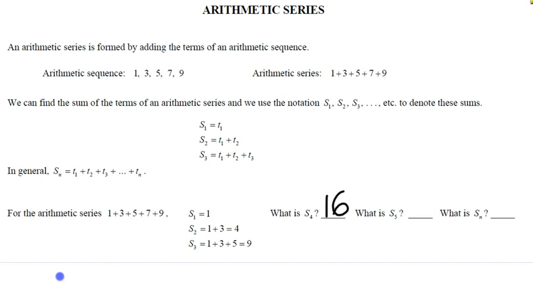Okay, S5, 1 plus 3 plus 5 plus 7 plus 9. So to get to 16, I added 7. To get to the next one, I'm going to add 9, and get 25. And what's S sub n? n squared: 1 squared, 2 squared, 3 squared, 4 squared, 5 squared. Now that works for this series, right? It's not like every series, the sum is n squared. That's not the common thing.